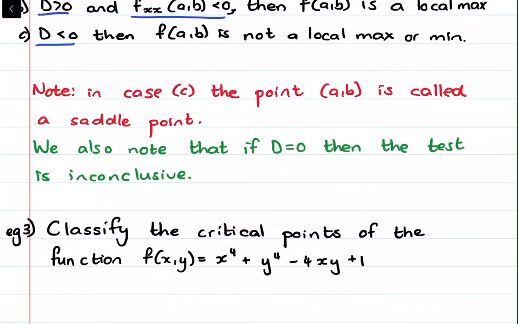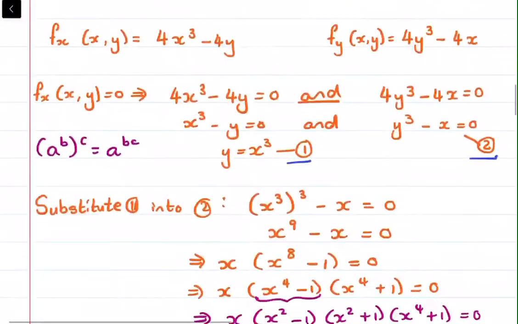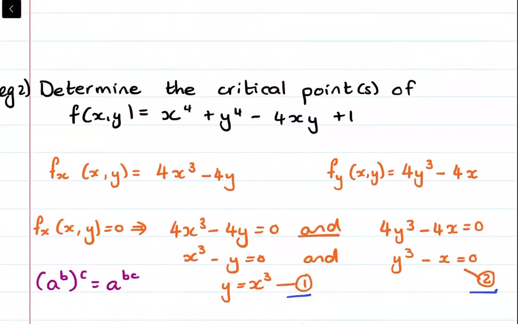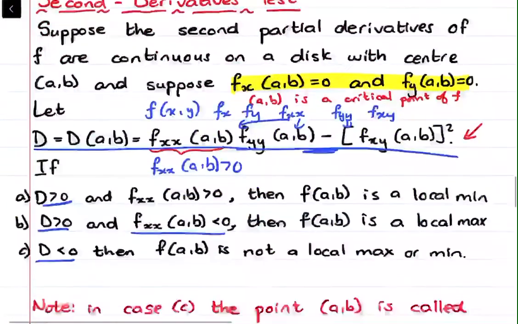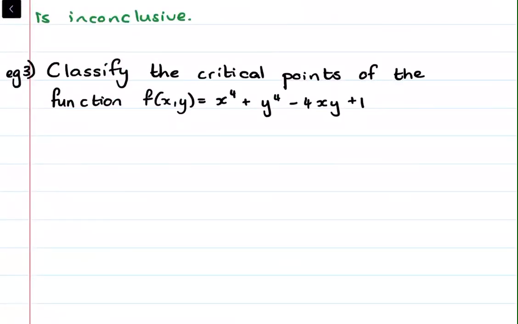F of xy is x to the power 4 plus y to the power 4 minus 4xy plus 1. Okay, so this is the one that we did here. So we have found the critical points. Now we have to classify the critical points, okay? What you are supposed to do, if you weren't asked to find the critical points first, is calculate the critical values first and then classify them.